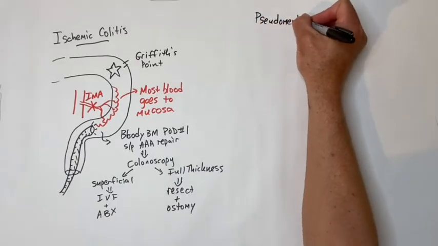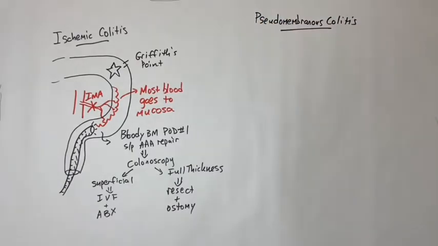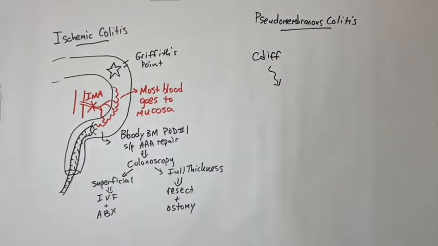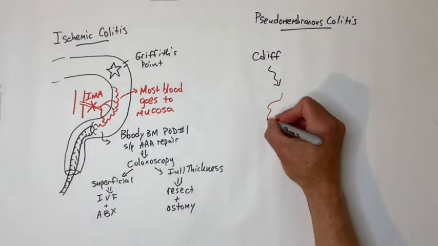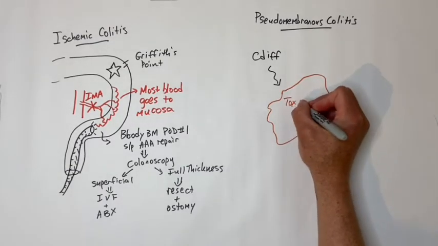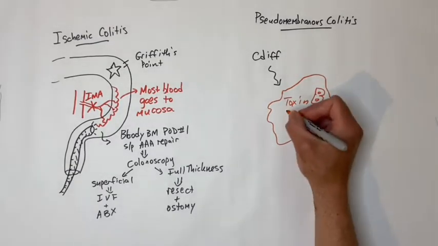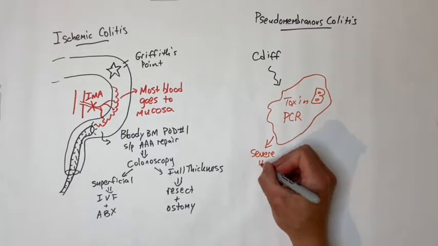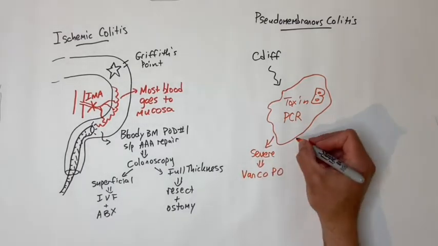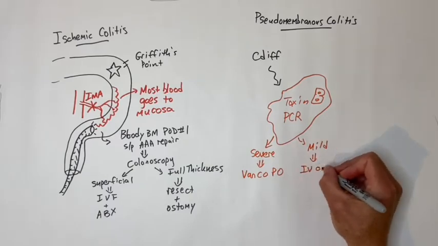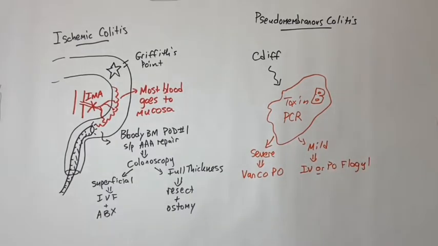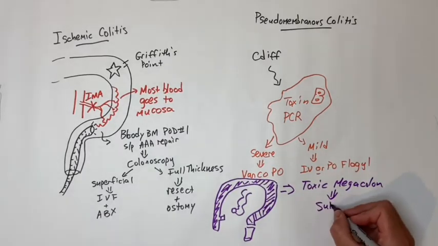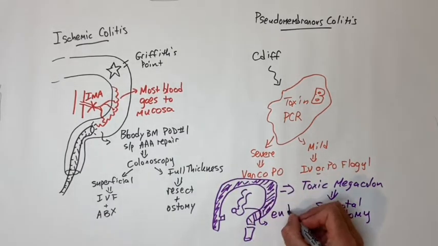Pseudomembranous colitis is from C. difficile. Profuse watery diarrhea with abdominal pain and cramping with fevers and usually an impressive leukocytosis are classic signs. Test with PCR for the C. diff toxin B gene in the stool. Treat with oral vancomycin if severe. Oral or IV Flagyl works less well but okay for mild infection. You can get toxic megacolon and need a subtotal colectomy with end ileostomy.